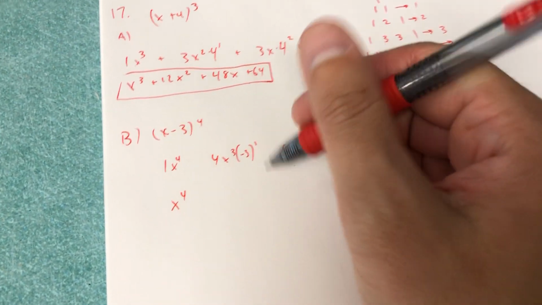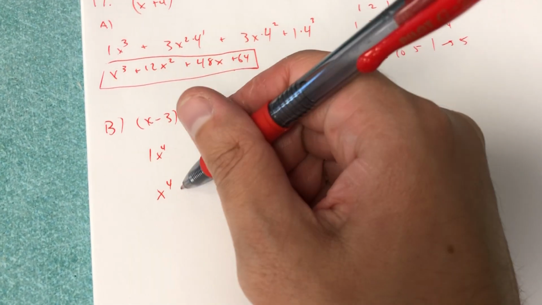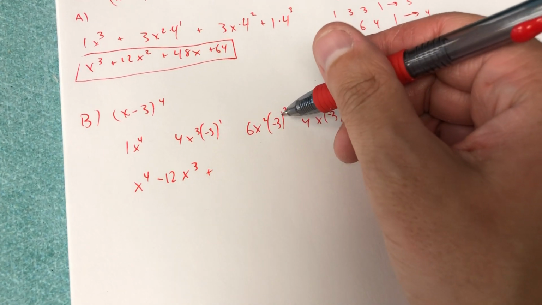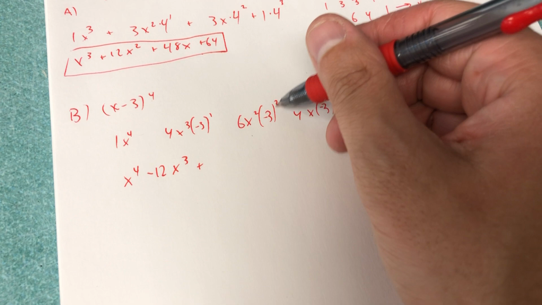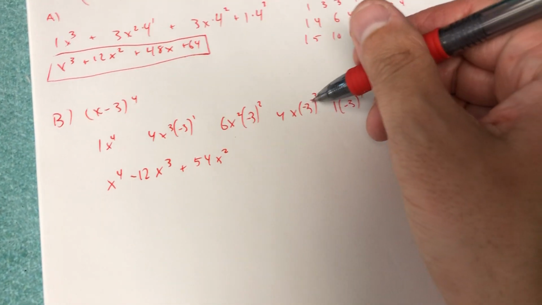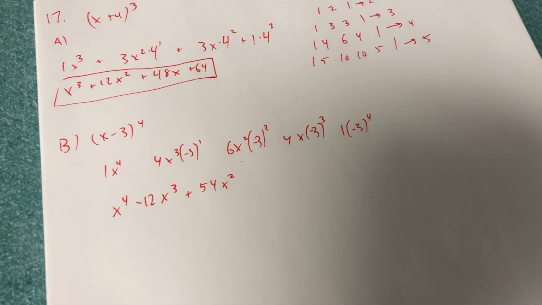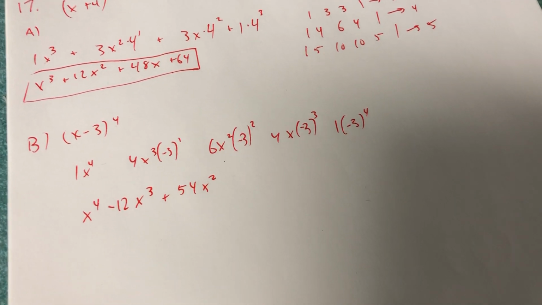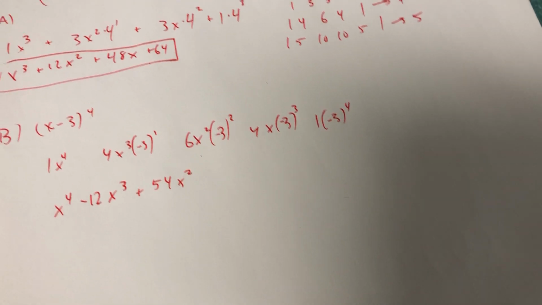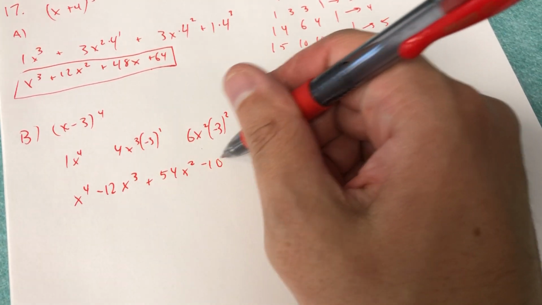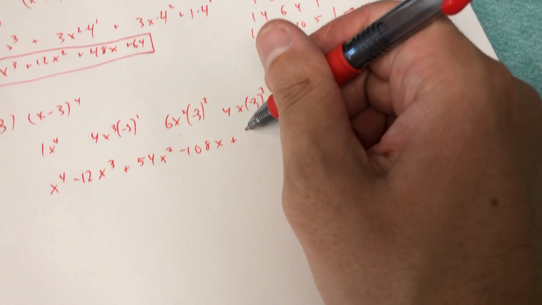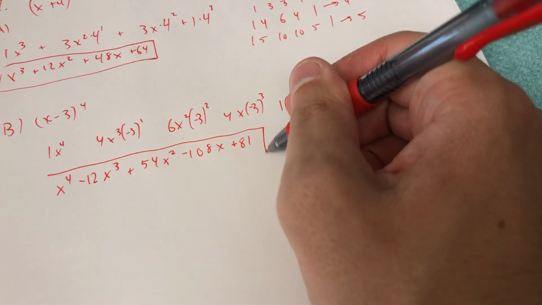So you're going to get an x to the fourth. Negative 3 times 4 is negative 12, x cubed. Next one, you're going to get 9. Negative 3 times negative 3 is positive 9. 9 times 6 is 54, x squared. And then negative 3 cubed, that's negative 27. Then you're multiplying out in front by 4. That's going to be 108, technically negative 108, x. And then 3 to the fourth power is 81. It'll be positive. And you get something that looks like that.